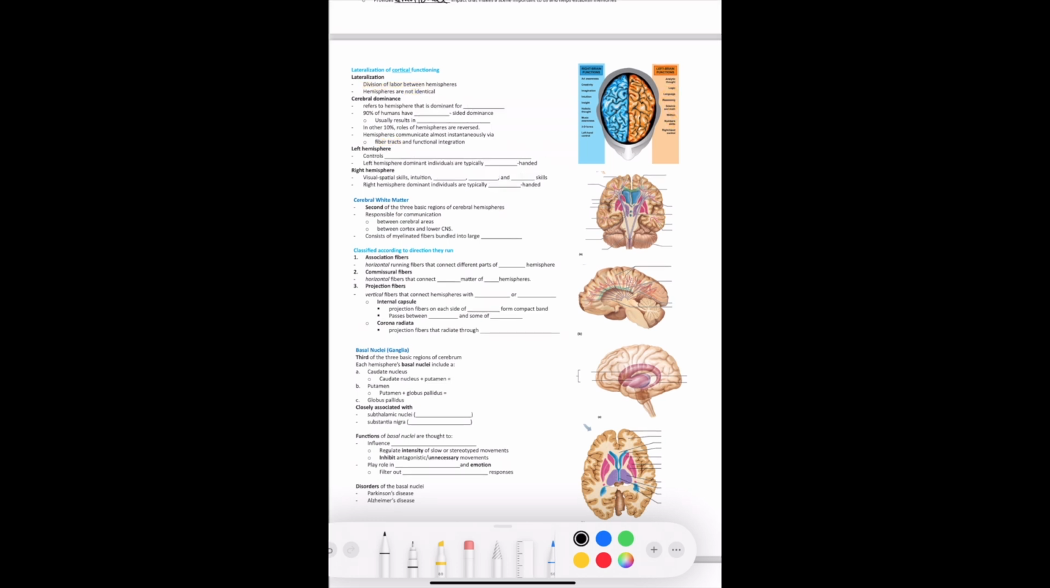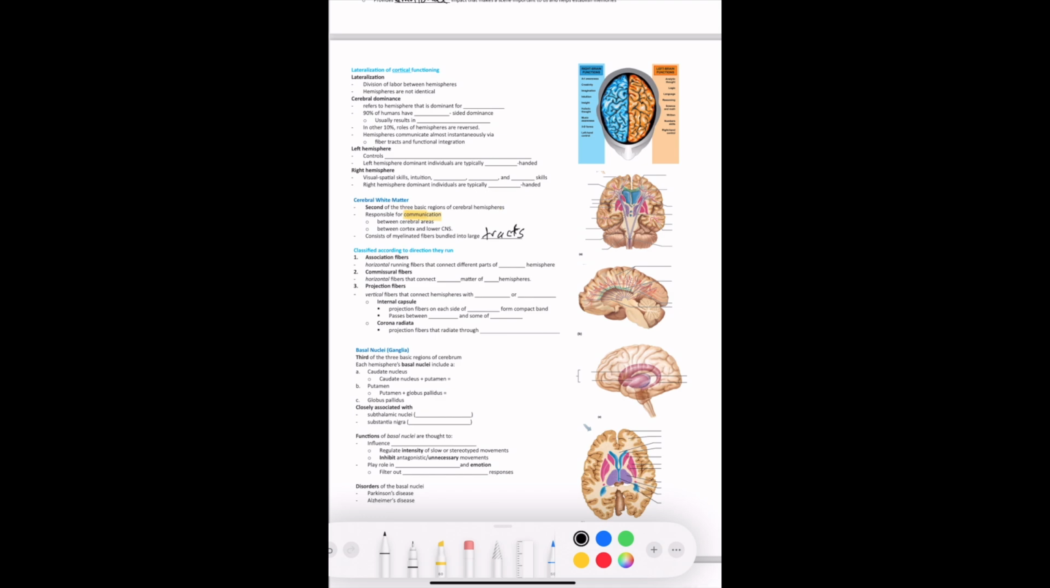The next topic we're going to discuss is cerebral white matter. This is the second of the three basic regions of the cerebral hemispheres. The first one that we discussed was the cerebral cortex. So the cerebral white matter is going to be responsible for communication between the cerebral areas, including between the cortex and the lower central nervous system. So what this is going to consist of, we have myelinated fibers that are going to be bundled into large tracts. And some of these tracts or fibers can be classified based off the direction that they run.